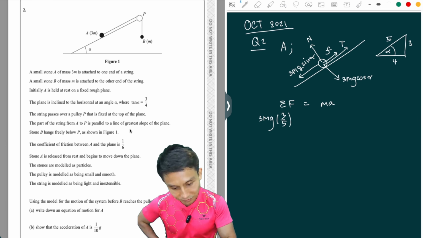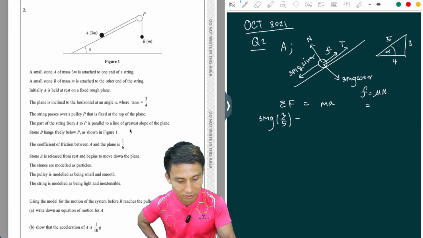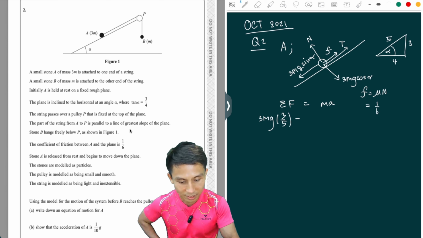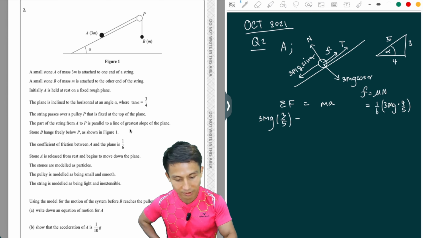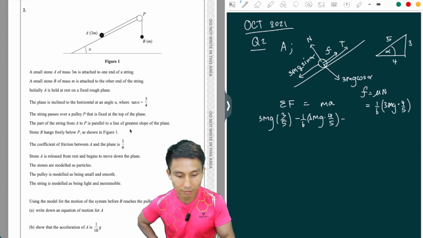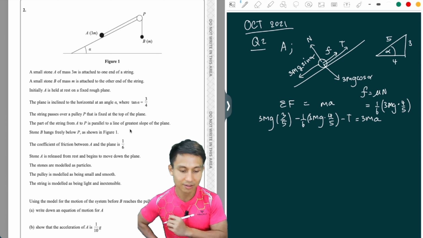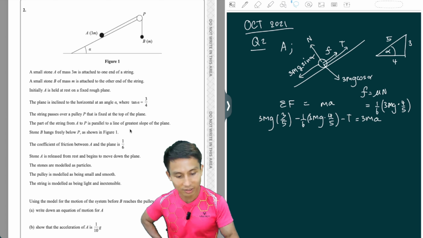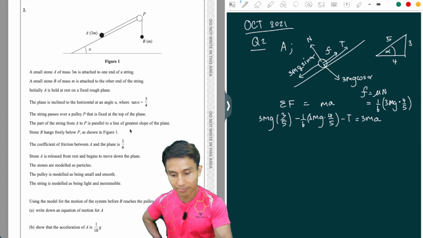And then that's going to subtract F, right? F is mu n, so mu is 1 over 6, and n is just 3mg cos alpha, which is 4 over 5, right? So I'm just going to write the whole lot of that down first, minus the tension equals the mass, which is 3m, times a. Got to be careful there, numbers are tricky here, right?